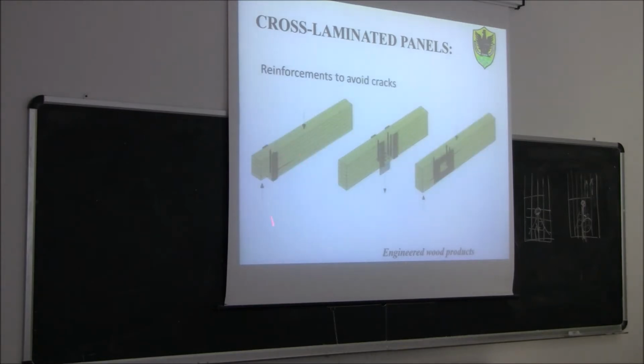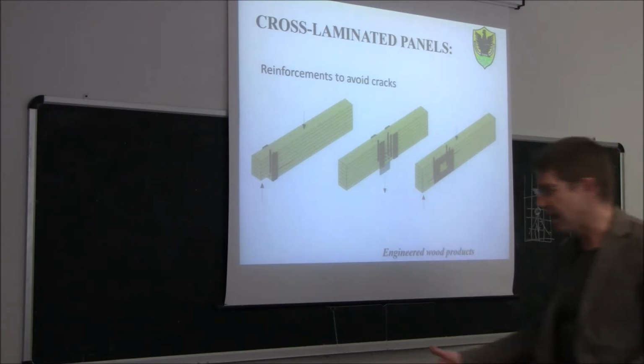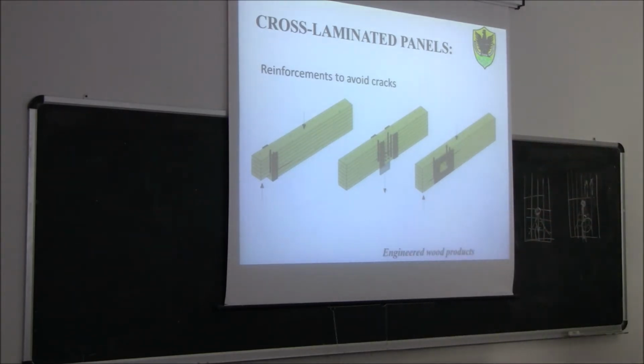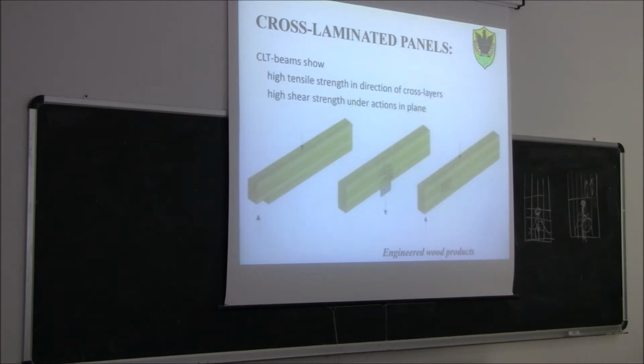So in this case you should use some reinforcement like screws or plywood plates glued or nailed to the surface of the beam. Screws in Italian are viti, plywood is compensato strutturale, and nails are chiodi, quindi chiodati, to the beam. So in this case, to avoid those cracks, we need to use this kind of reinforcement.